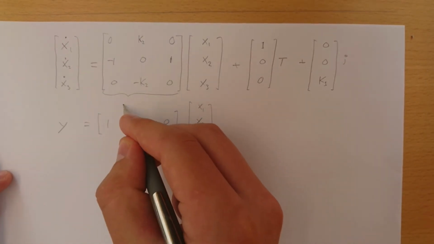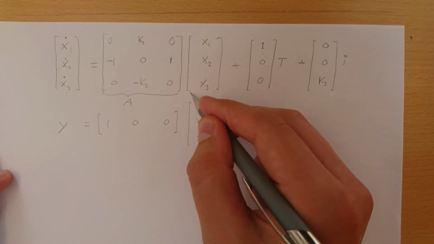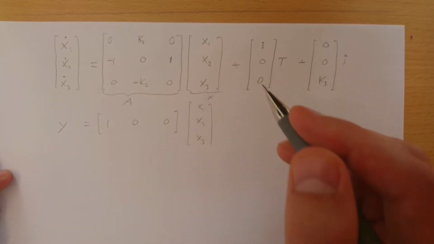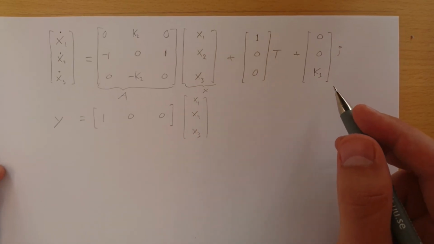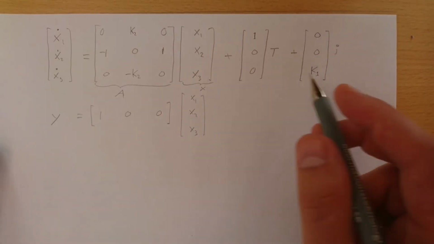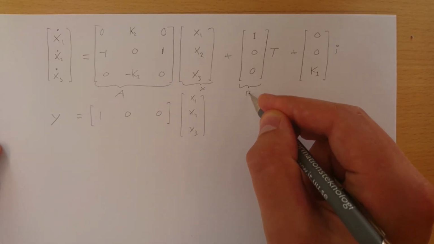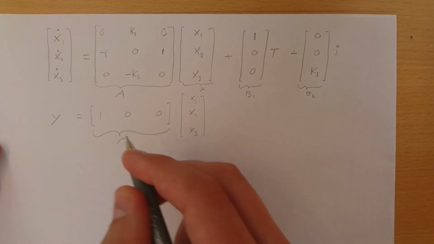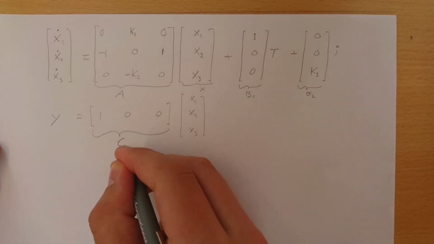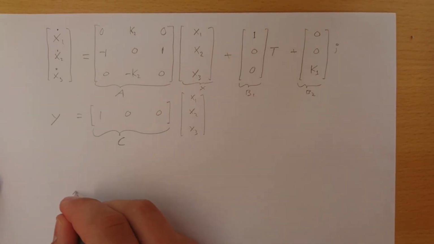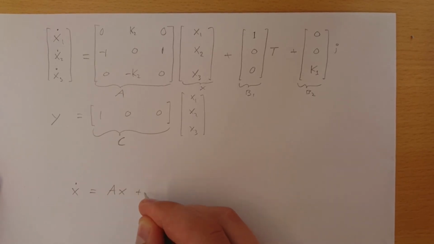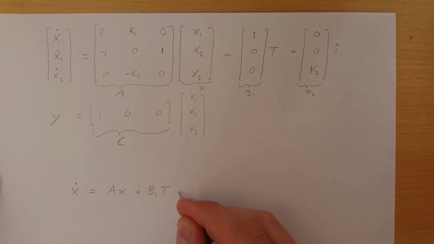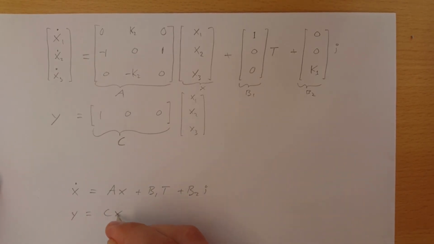This matrix here is what we usually call A, and this one is just a state vector, so this one is called X. And the input vector is typically called B. Here we have two of them, so we may call this one B1 and this one B2, and the output vector is called C. So the state space model can be summarized as X dot is equal to A times X plus B1 times T plus B2 times I, and then Y is equal to C times X.